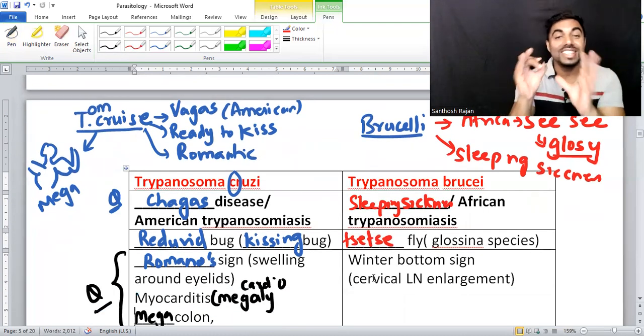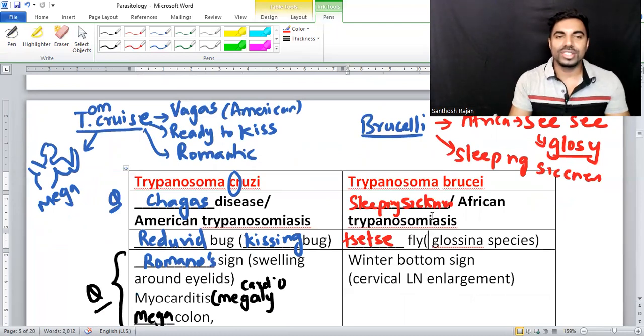So that's what I'm saying. CC's girlfriend, what is her name? Glossina. Her girlfriend is Glossy. That's the question, and the typical sign is the winter bottom sign. She likes winter. Bruce Lee likes winter, so bottom.